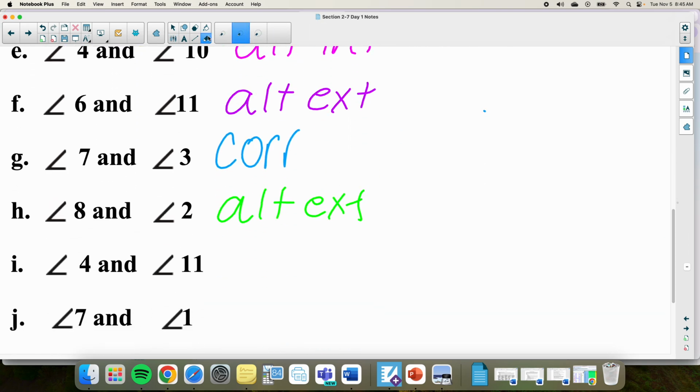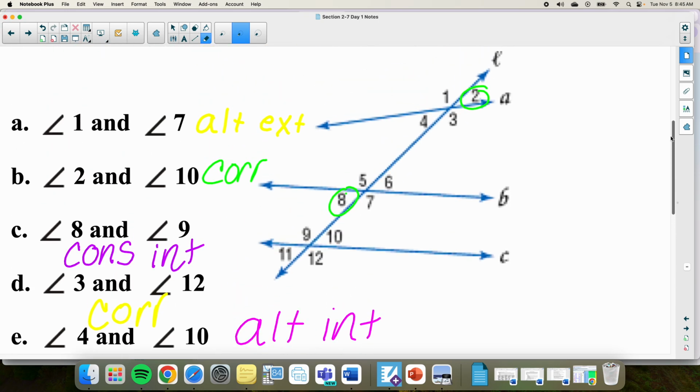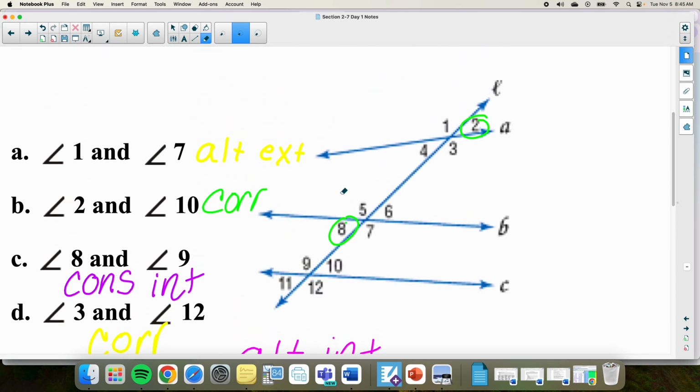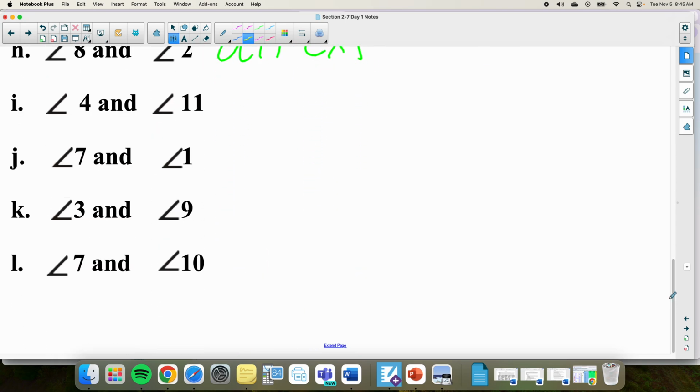Then we have 4 and 11. 4 and 11 are corresponding. You're right. Here's 4. Whoops. Here's 4. Here's 11. Cover these up. They're corresponding. Okay. Do you guys think you get it? Everybody good? Okay. I think we stopped there.